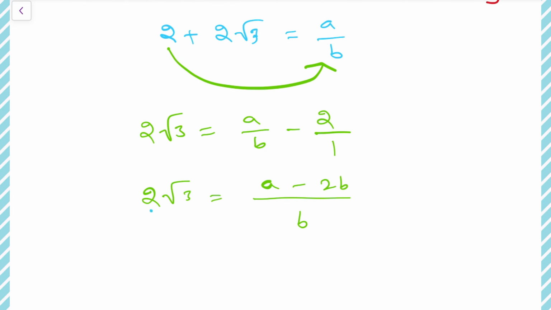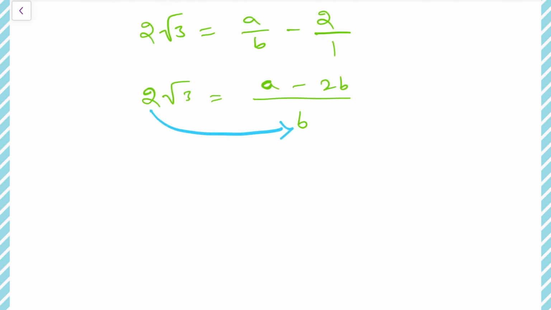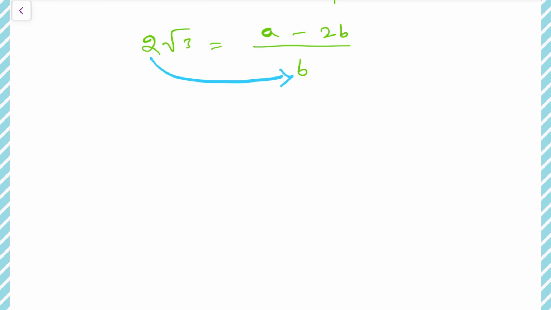Now from the left side, this 2 also I am taking to the right side. So we remain with root 3 equals a minus 2b divided by 2. In the left side it is multiplication; if I take it to the right side it becomes division. So 2b. Now same as the previous two questions, last sentence as usual.